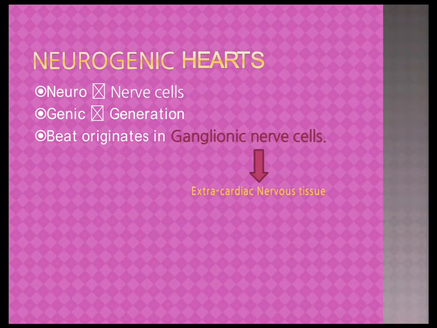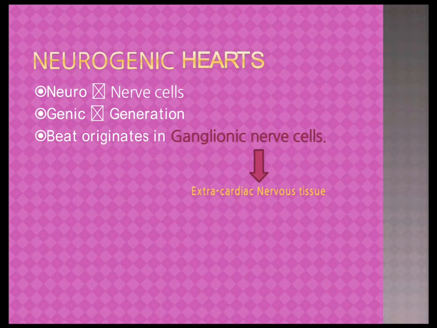Now, this is a very, very important thing to note, that the ganglionic nerve cells which are present around these hearts are an extracardiac nervous tissue. Here I would like to emphasize what extracardiac nervous tissue is. Now, students, our heart is made up of muscular tissue, a special cardiac tissue which has high vascularization and high blood supply, and every heart needs some blood supply for its own working.